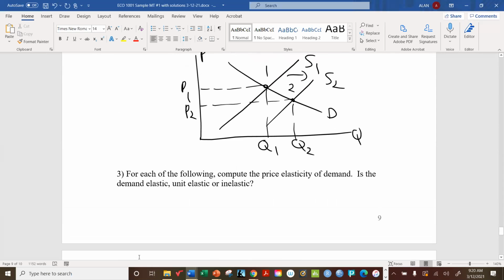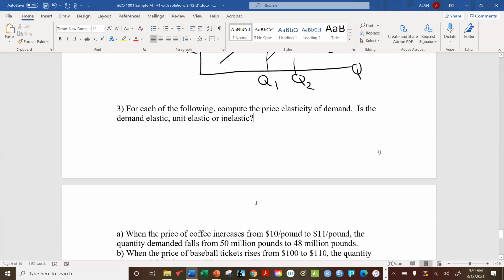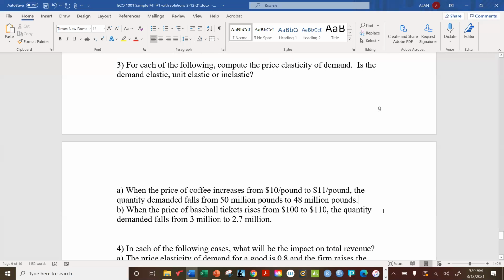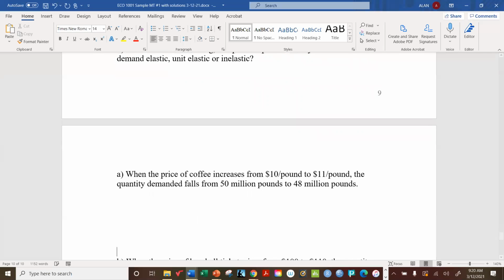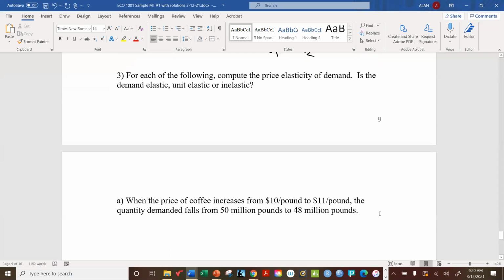All right, now what's coming up here? We're looking at the price elasticity of demand. Okay, so these are actual numerical calculations. And in addition, we have to identify each case as either elastic, unit elastic, or inelastic. All right, so formulas. So here's what you have to do in these cases. Identify P1 and P2. So the coffee goes from $10 per pound to 11. The quantity demanded, now when you see millions like this, don't worry about the millions, just write it as 50.